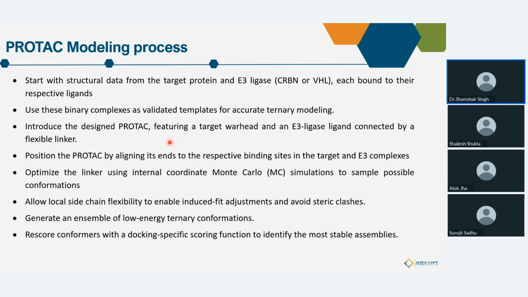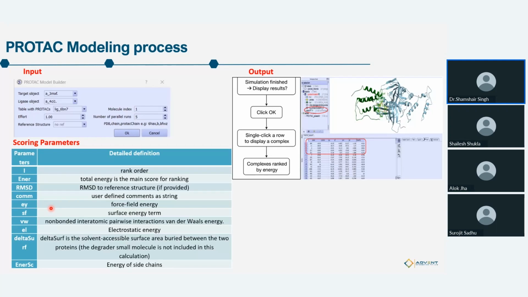And then the linker is optimized using Monte Carlo simulations. It generates multiple conformations, and it also allows side chain flexibility during this simulation to avoid steric clashes. Then it generates an ensemble, meaning a number of low energy ternary conformations, which are again rescored based on certain parameters. So this is the overall methodology, or the process, which takes place during the docking process.